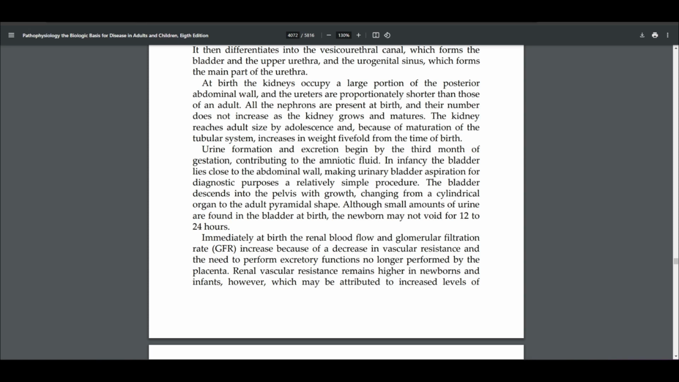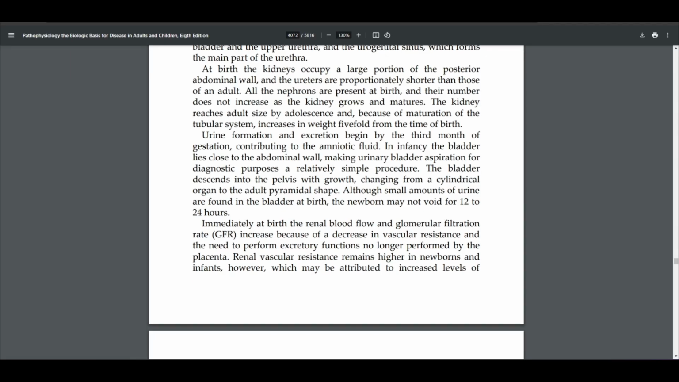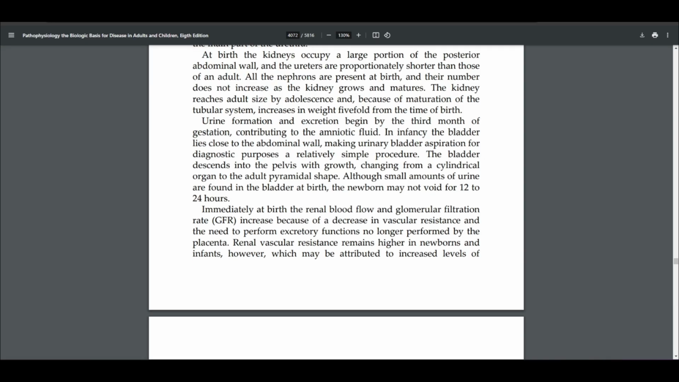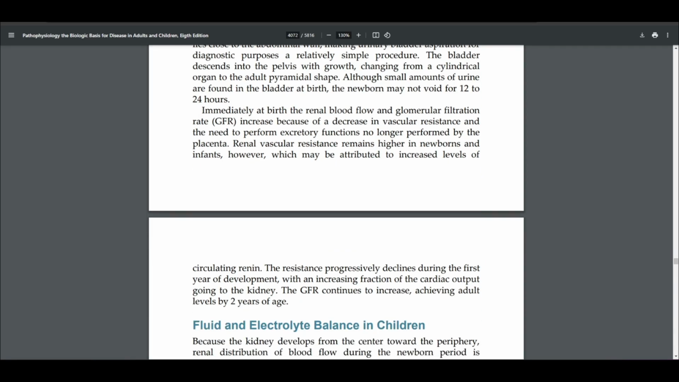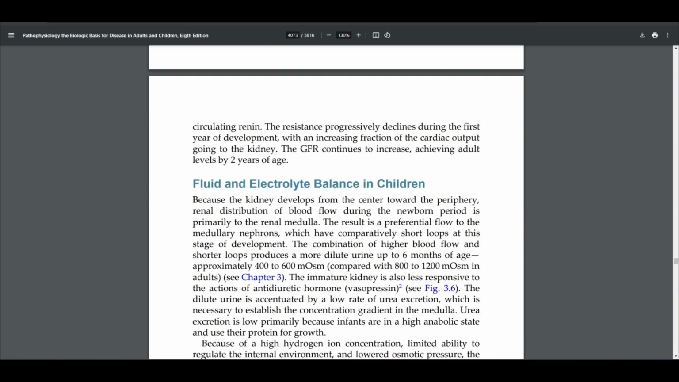Immediately at birth, the renal blood flow and the glomerular filtration rate increase because of a decrease in vascular resistance and the need to perform excretory function no longer performed by the placenta. Renal vascular resistance remains high in newborns and infants, however, which may be attributed to the increased levels of circulating renin.